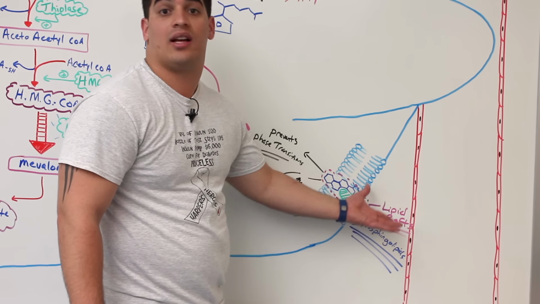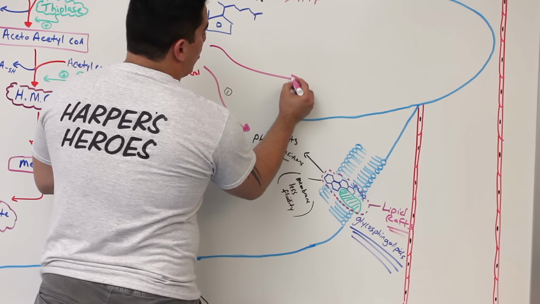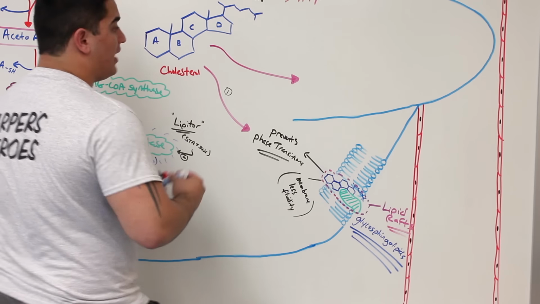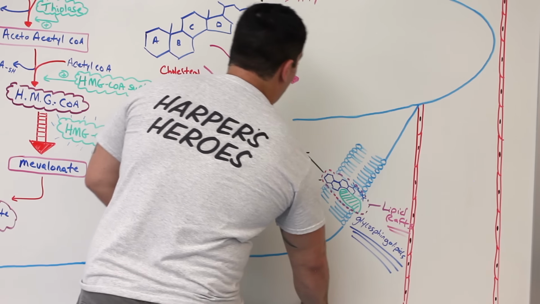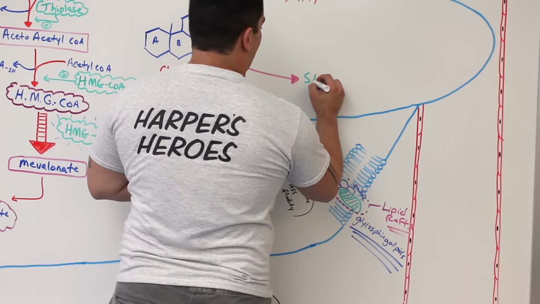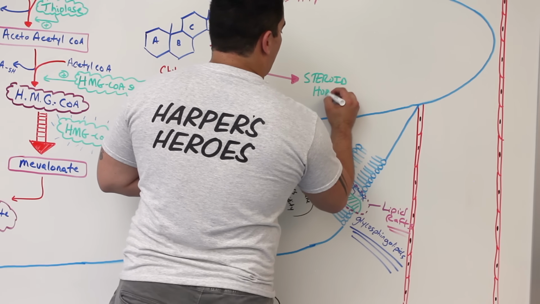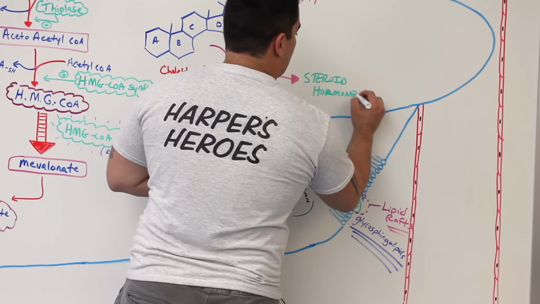What else can we do with the cholesterol? So that's one thing that we can do with it. Another thing that we can do with this is convert it into steroid hormones. Steroid hormones are very, very important. So I can actually make steroid hormones. What kind of steroid hormones could I make? There are many, many different types of steroid hormones. We talked about some of them in endocrine.